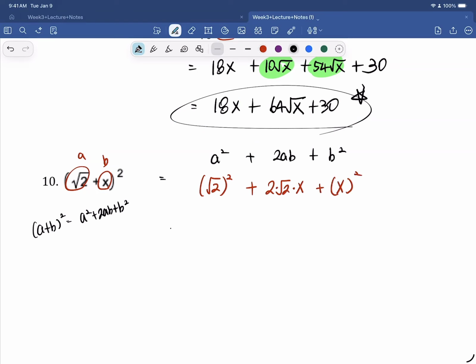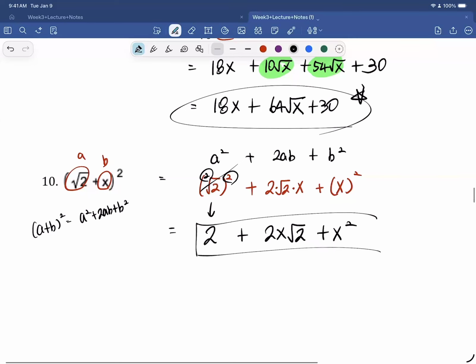So like I said, the square root of 2 and then another square, the index and the exponent are the same, so that's why it's 2. And then this is 2x square root of 2. And then x times x is x squared. But as you can see, none of them are like terms. So the final answer is 2 plus 2x square root of 2, and then plus x squared. Okay.